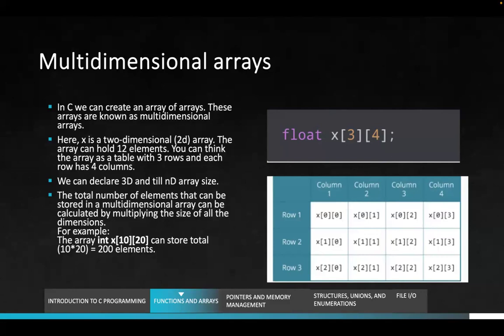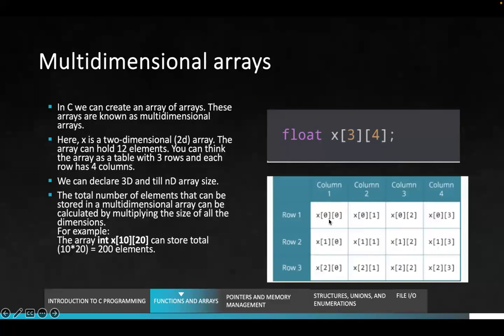So let's take x here, an array. It's a 2-dimensional array. Now it can hold 12 elements. How? If you declare in this pattern of size 3 and 4, that means rows and columns: 3 rows and then 4 columns. This is like a matrix, rows by columns. I have represented the positions over here, rows by columns.